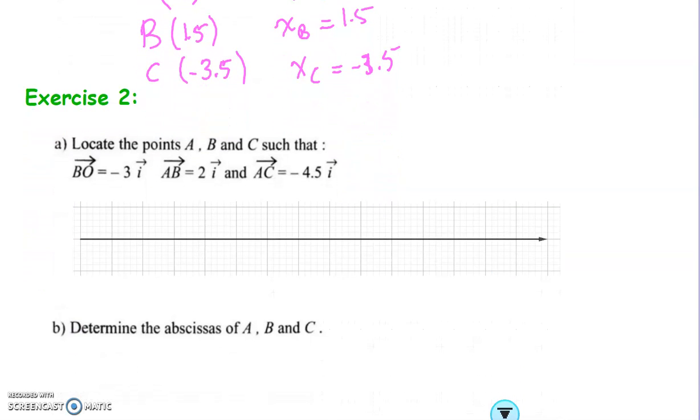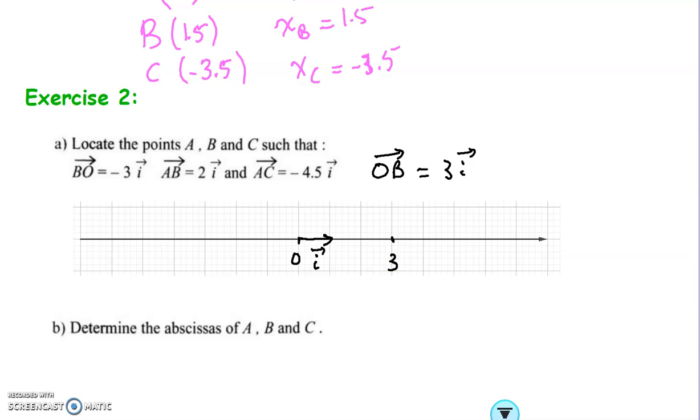Exercise 2, locate the points A, B, C such that, first, we have BO equals minus 3. So first let's draw the point O and vector I. Okay, BO is minus 3. So to draw point B, I will write OB first. So what's OB? OB is equal to 3i. So it means the abscissa of B is 3, which we will find in the second part. So OB is 3, so 1 unit, 2 units, 3 units. So this is point B.